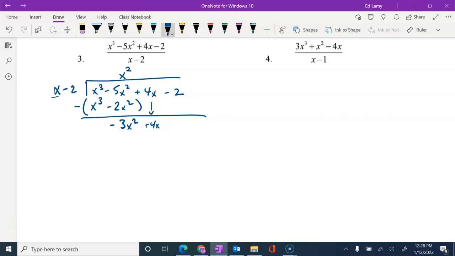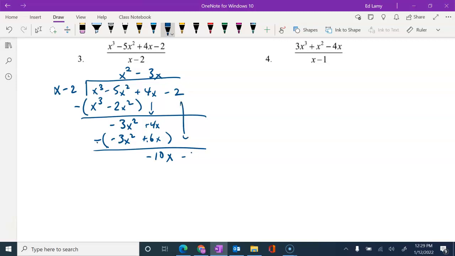What do you multiply x by to get negative 3x squared? And you would say negative 3x. Then multiply. Negative 3x times x is negative 3x squared. Negative 3x times 2 is negative 6x. And subtract. 4x minus 6x is negative 10x. If you're going to make a mistake on this, it's going to be when you don't put parentheses around the polynomial in the subtraction. The subtraction stage is where most people make mistakes because they don't.